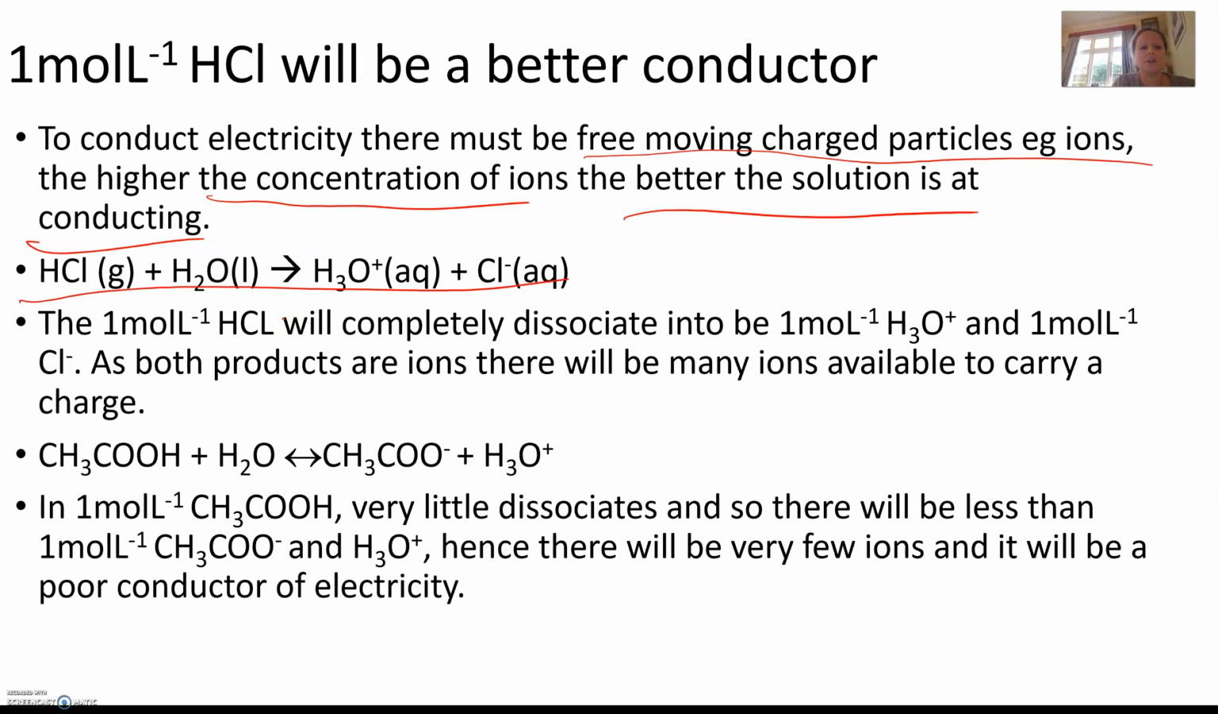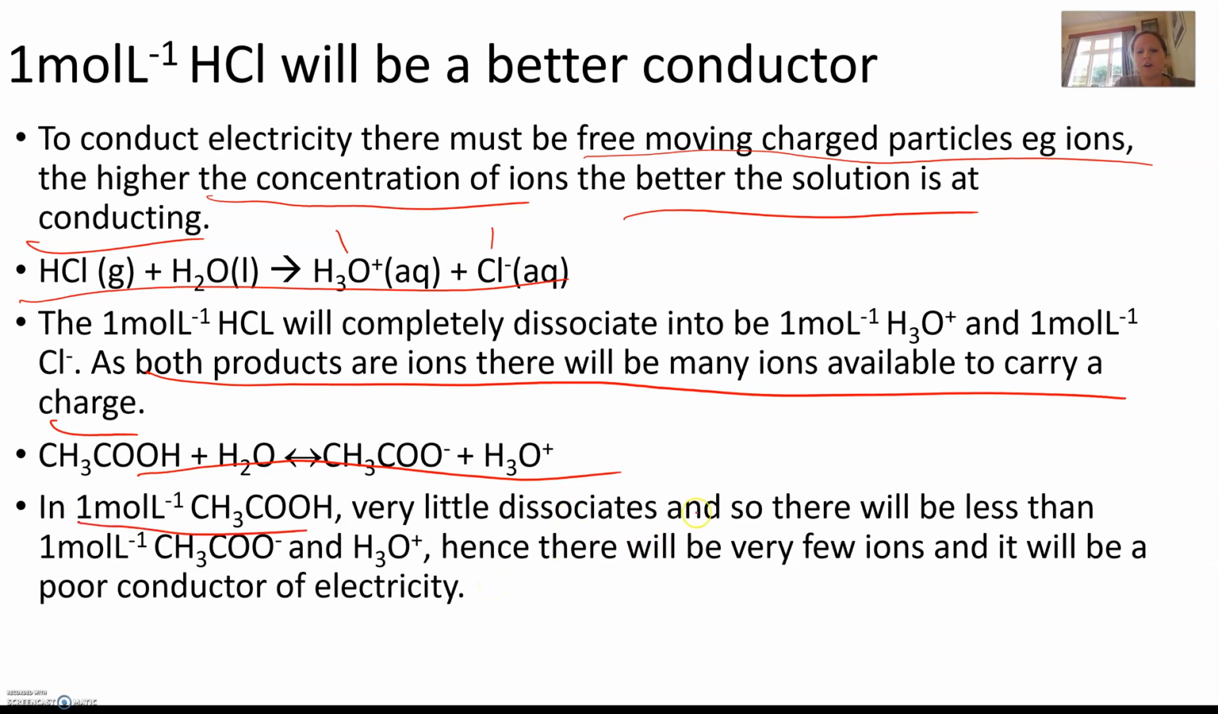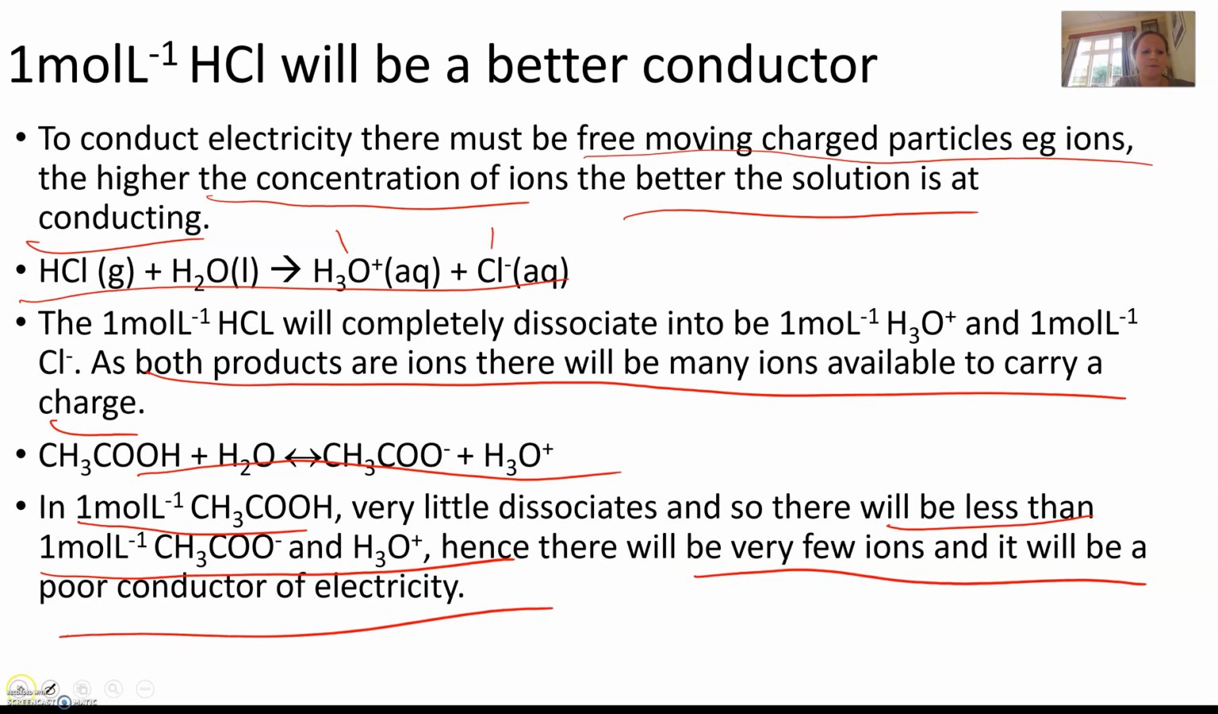It completely dissociates. So if you start with 1 mole per litre, then you'll end up with 1 mole per litre of H3O+ and 1 mole per litre of Cl-. As both products are ions, there'll be a lot of ions available to carry charge. Ethanoic acid, weak acid, in equilibrium. If you have 1 mole of ethanoic acid, very little will dissociate, so there'll be less than 1 mole per litre of ethanoate ions and hydronium ions, so there'll be very few ions to carry a charge.